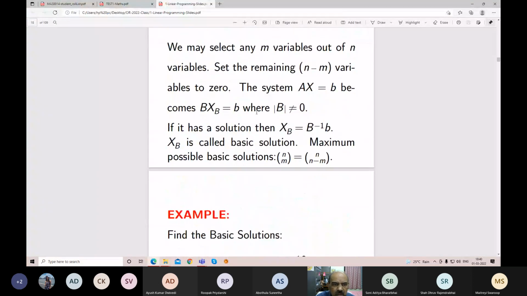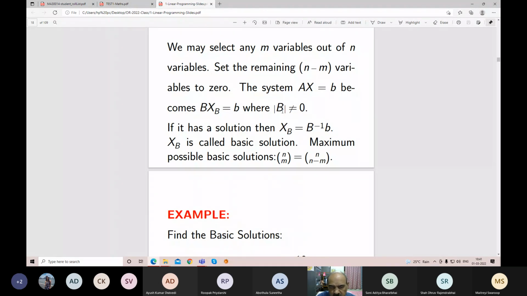Here you see, we may select m variables out of n variables, setting the remaining variables to 0. The system Ax equal to b becomes B into xB equal to b, where determinant B is not equal to 0. If the determinant is 0, how can you find the inverse? This possibility you have not observed. It has solution xB equal to B inverse b.